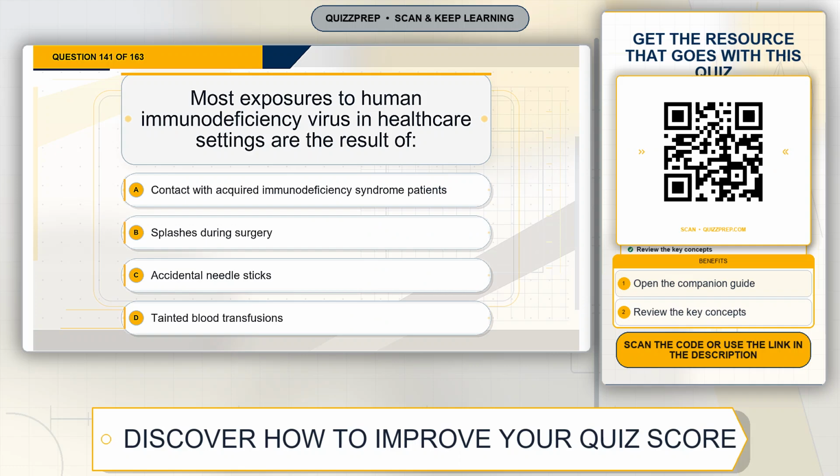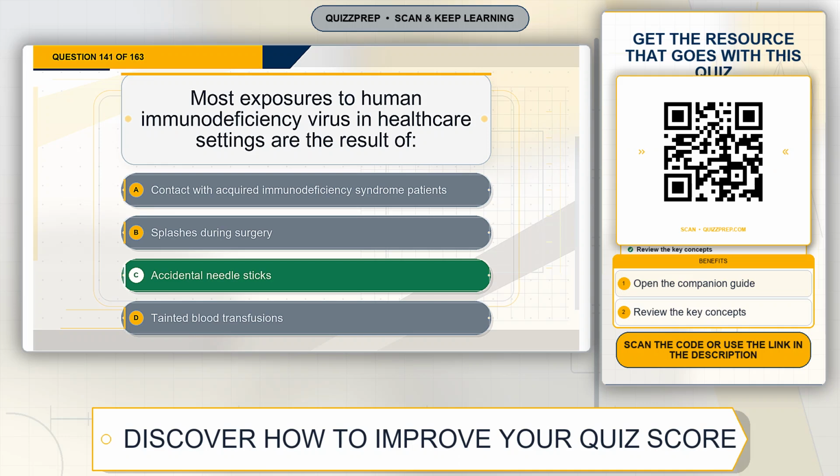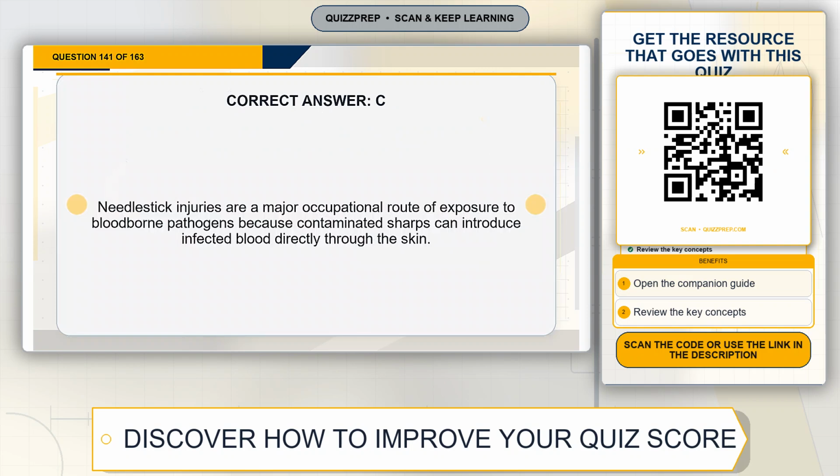Question 141. Most exposures to human immunodeficiency virus in healthcare settings are the result of option A, contact with acquired immunodeficiency syndrome patients, option B, splashes during surgery, option C, accidental needle sticks, option D, tainted blood transfusions. The correct answer is option C, accidental needle sticks. Explanation. Needle stick injuries are a major occupational route of exposure to bloodborne pathogens because contaminated sharps can introduce infected blood directly through the skin.